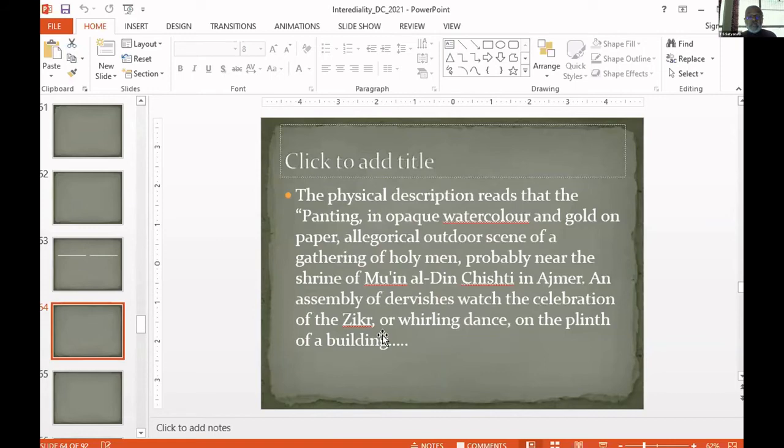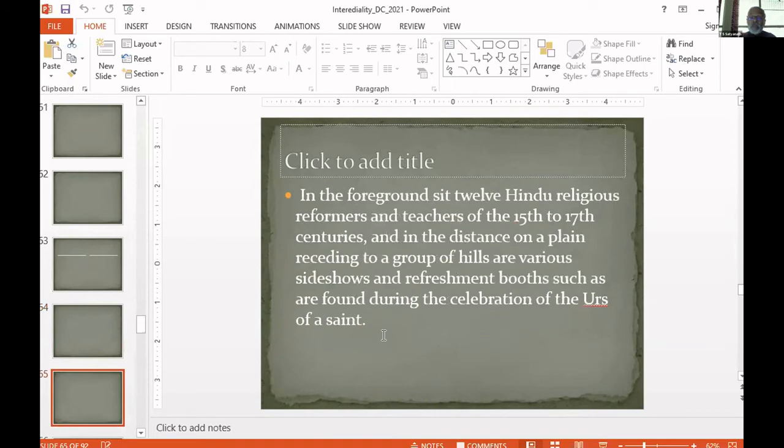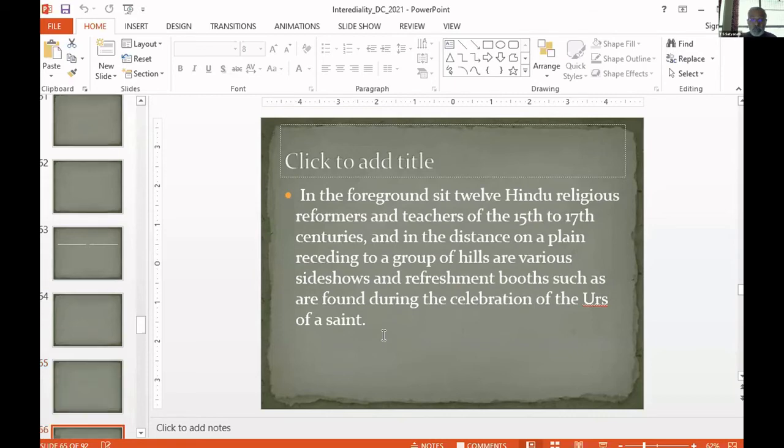The physical description reads that the painting, in opaque watercolor and gold on paper, is an allegorical outdoor scene of a gathering of holy men, probably near the shrine of Moinuddin Chisti in Ajmer. An assembly of dervishes watch the celebration of the zikr or whirling dance on the plinth of a building. In the foreground sit 12 Hindu religious reformers and teachers of the 15th to 17th centuries, and in the distance on a plain receding to a group of hills are various sideshows and refreshment booths, such as one found during the celebration of the Urs of a saint.